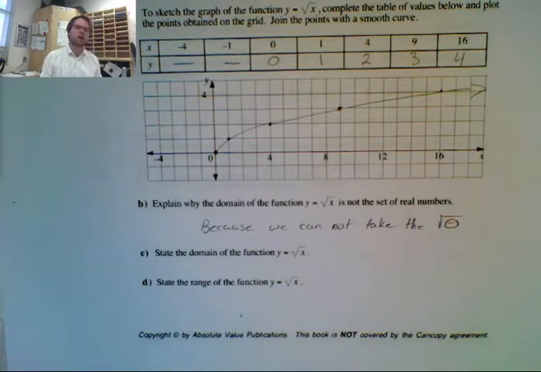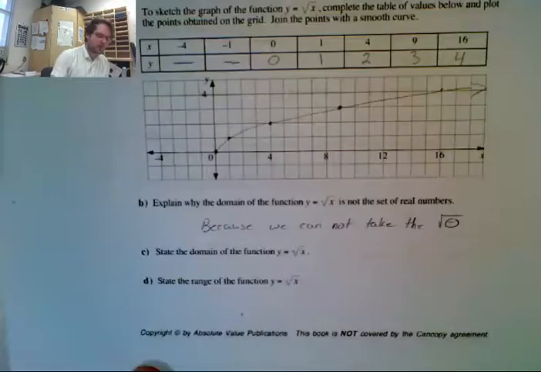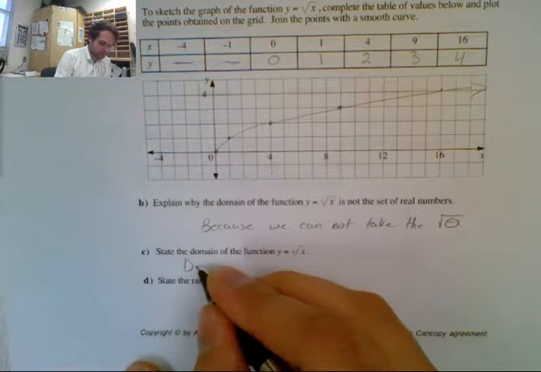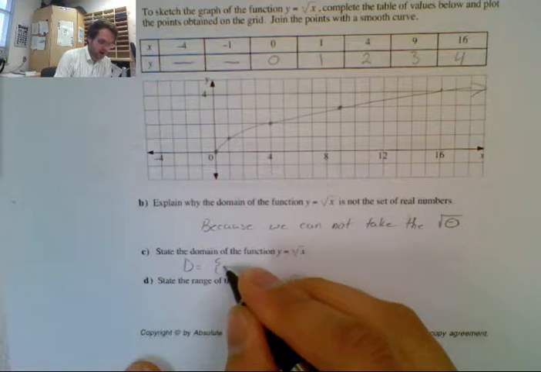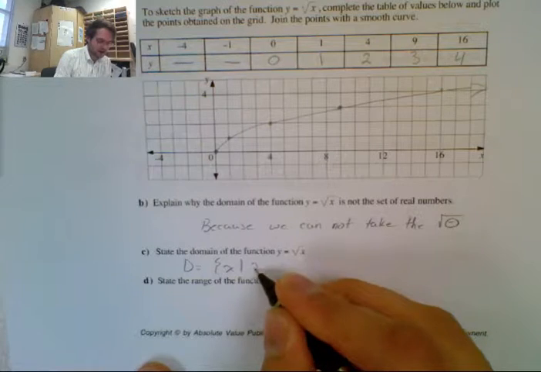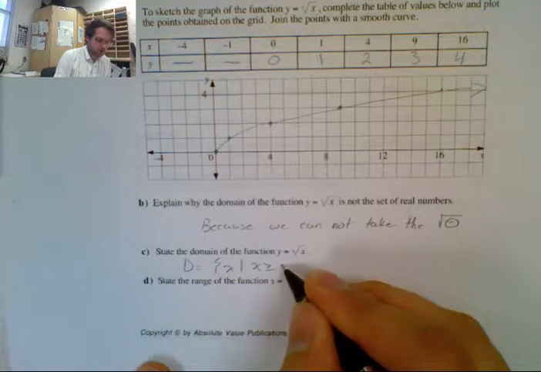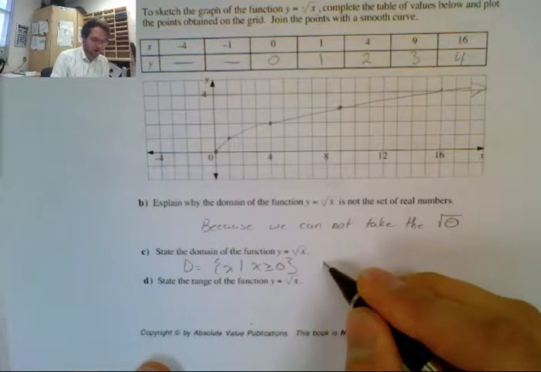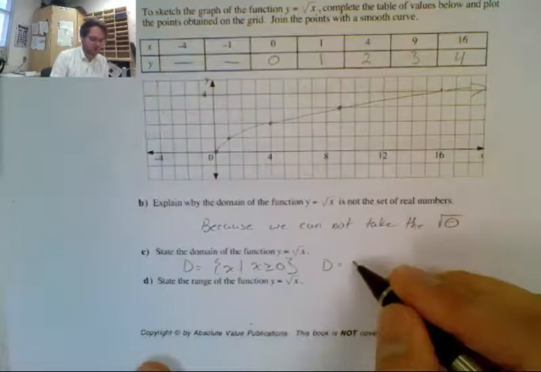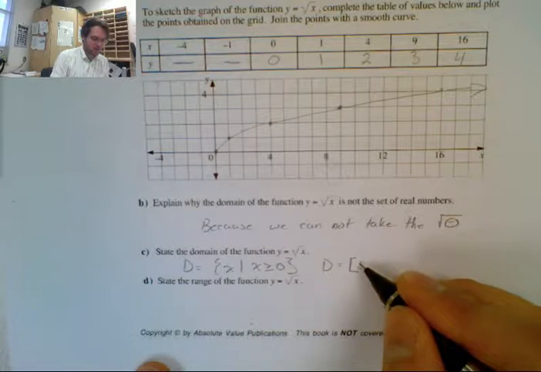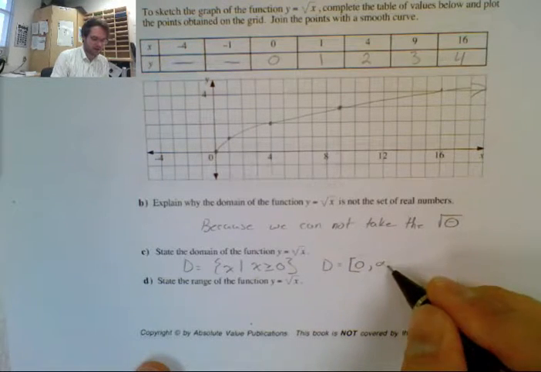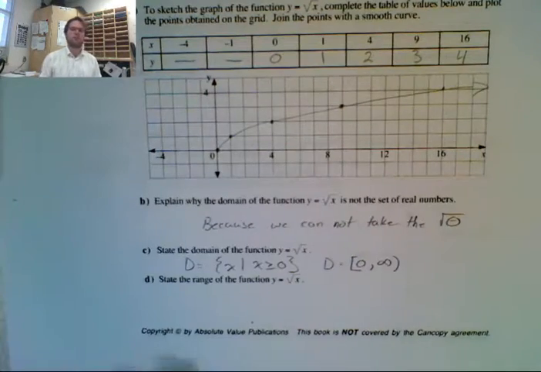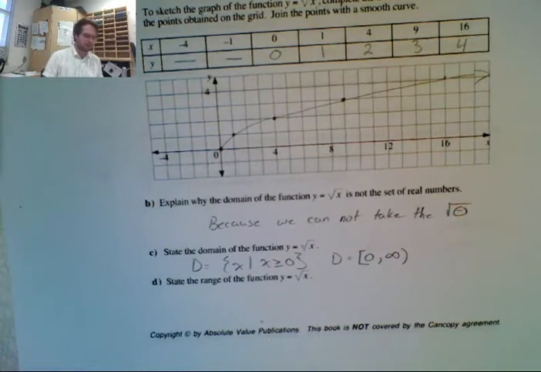State the domain of the function y is equal to square root of x. I'm going to write it in two ways here. My domain is equal to x such that x is greater than or equal to 0. Or we could write it like this: our domain is equal to, and we have 0, and x goes on forever. 0 is my minimum, and we have an infinite maximum.